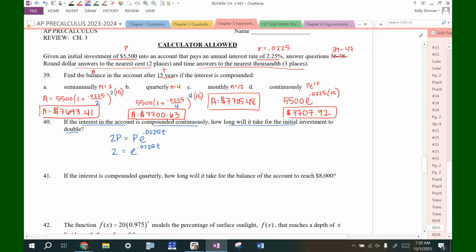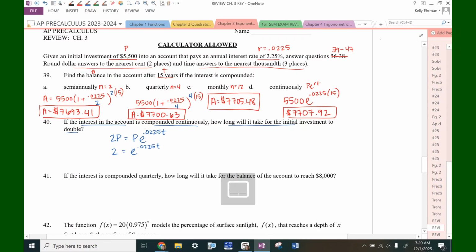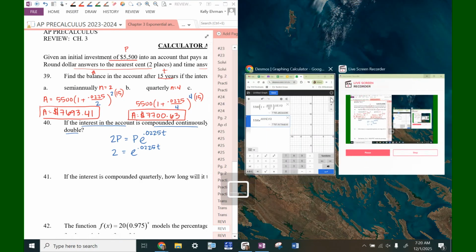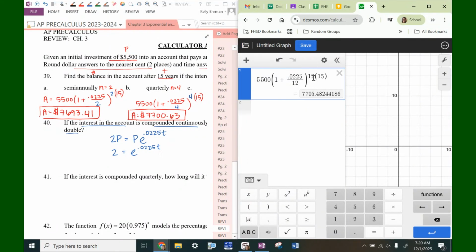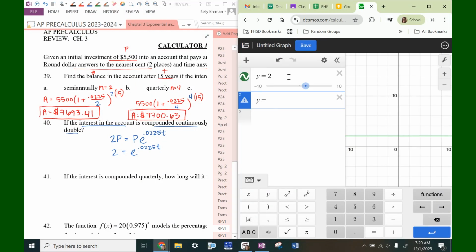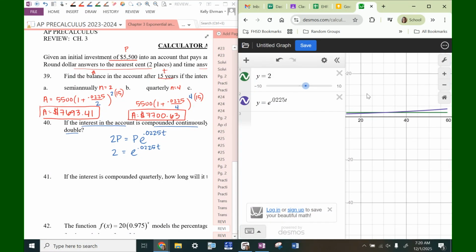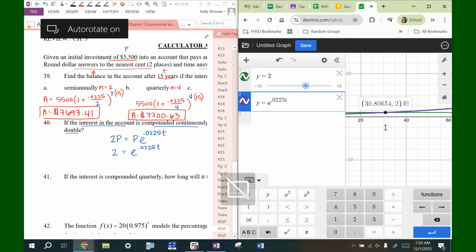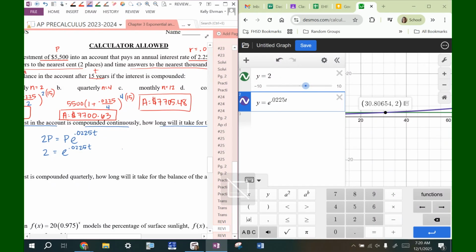Now, at this point, we can solve by graphing, or we can solve by taking the natural log of both sides. I'll show you both ways. So I want to graph y equals 2 and y equals e to the 0.0225t. And I'm just looking for a point of intersection. So you just kind of zoom out of it. Somewhere around here, I clicked over here, but the point showed up right there. Now we're going back to time. We're not talking about dollars. So let's round this to the nearest thousandth, which is 3 decimal places. So that's 30.807 years.